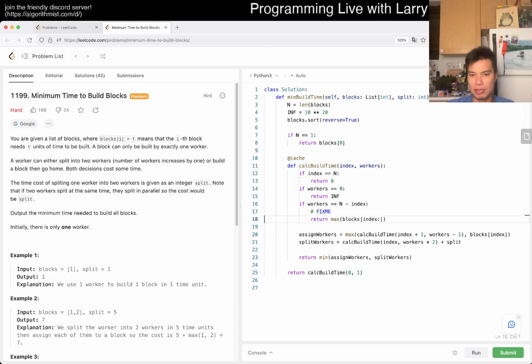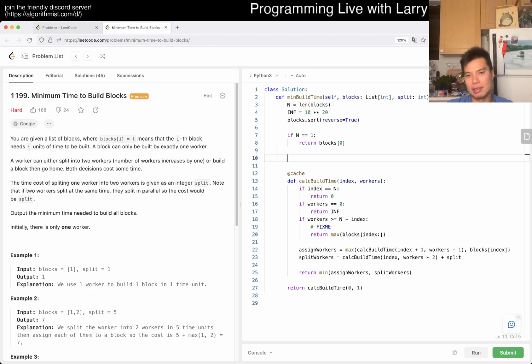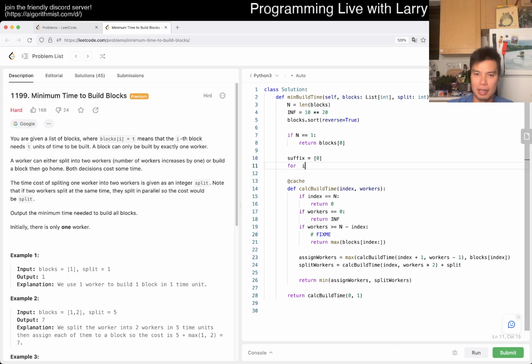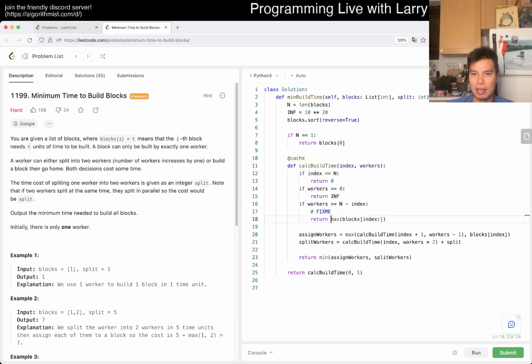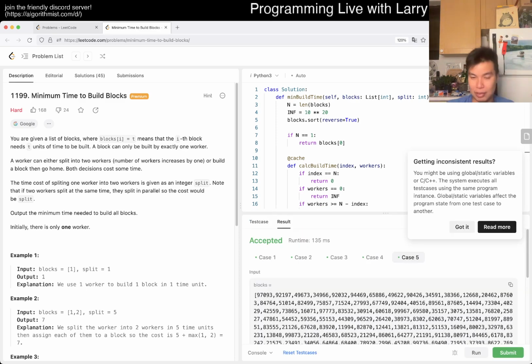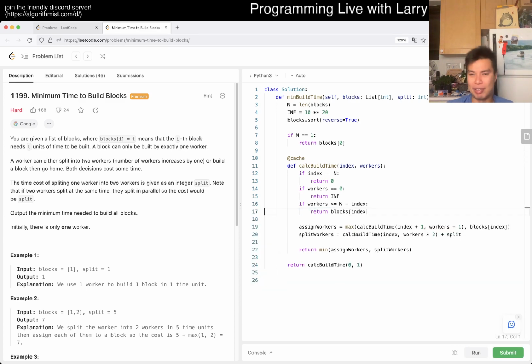But we have to also do the fix me. So let's do the fix me first. That's just suffix max, right? So suffix is equal to, say, for i in range of... Oh, I'm silly. We sorted in reverse order, so this is actually just blocks of index. Right, so that already solves some. I just didn't want to spend time thinking about it because I want to make sure I spend time thinking about the rest.